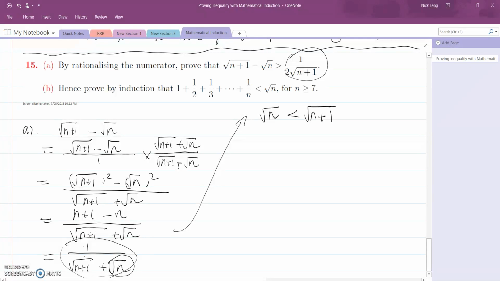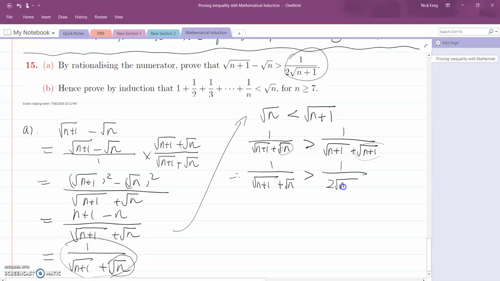Alright, so therefore, 1 over root n plus 1 plus root n has to be greater than this, because I replaced this by a bigger number. And that is 1 over 2 root n plus 1.